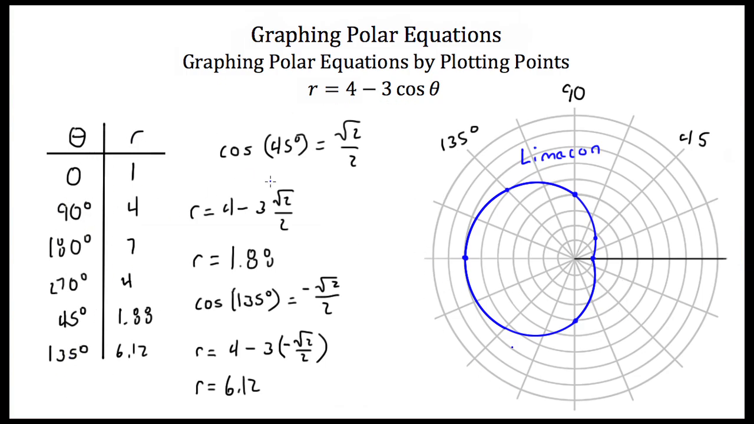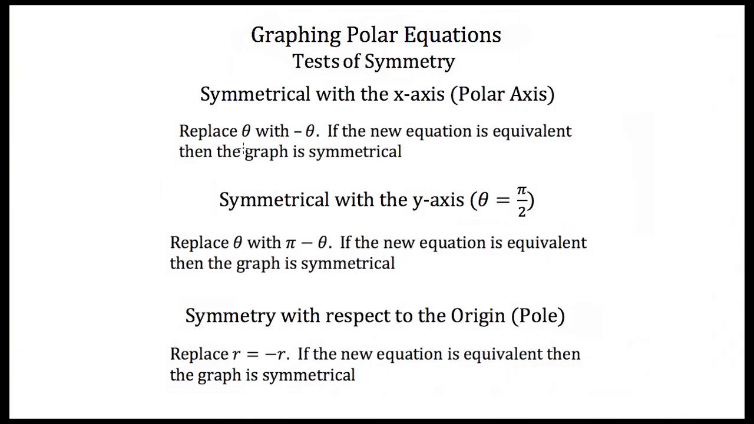Now, there are some tests of symmetry when using polar equations. If you can replace theta with negative theta in your equation, and you end up with the same equivalent equation, say r was equal to 5, it doesn't matter what theta is. If you plug in negative theta, this equation is symmetrical with the x-axis.